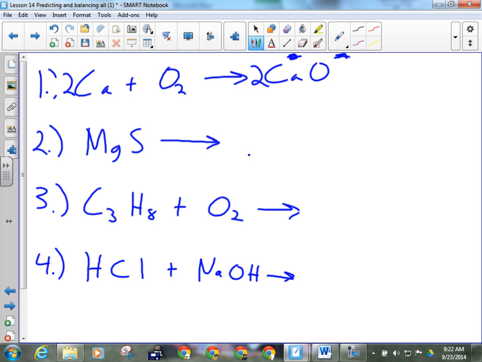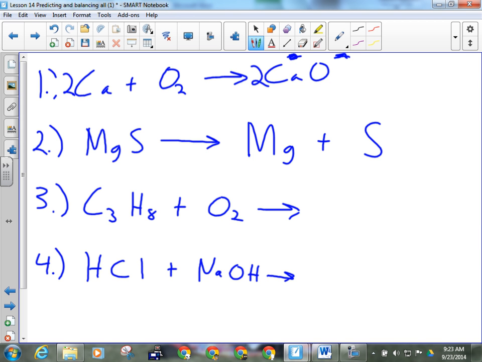All right, let's look at number 2. My only reactant is magnesium sulfide. Decomposition is the only reaction type that starts with only one reactant. In a decomposition reaction, this has to break down into its 2 parts. So I know I'm going to have Mg and I'm going to have S.